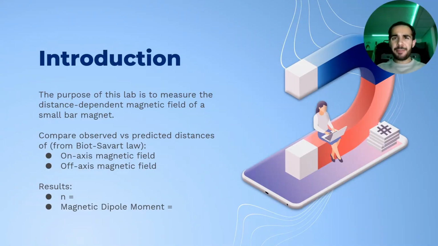Well, what is this lab all about? The main purpose is to measure the distance-dependent magnetic fields of a small bar magnet and then to compare the observed versus predicted distances of the on-axis and the off-axis magnetic fields that will be derived from the Biot-Savart law. And of course, for the predicted distances, as always, we're going to be using GlowScript as our computational model. And here's just a quick preview of the results. We have n to be this, and the magnetic dipole moment to be this.